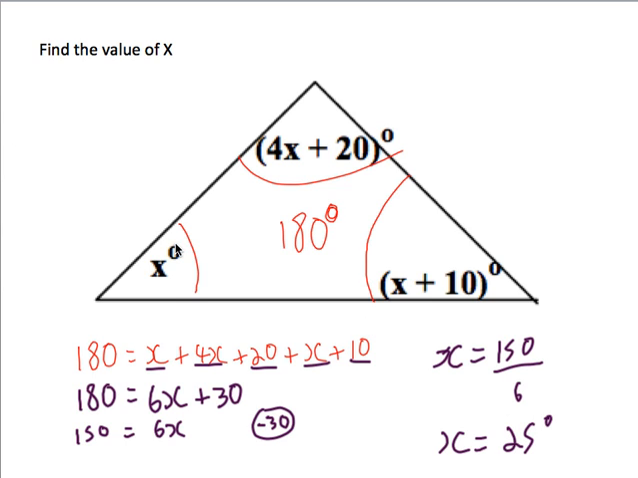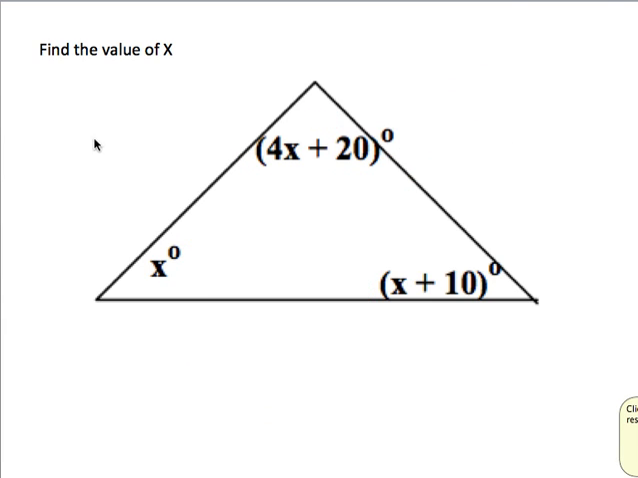Again, if I wanted to, I could plug it back into the equation. 25 here. Again, 100 plus 20, 120, plus 35 here. So 120 plus 35 plus 25 is equal to 180 degrees. So again, it's very simply following some set rules.